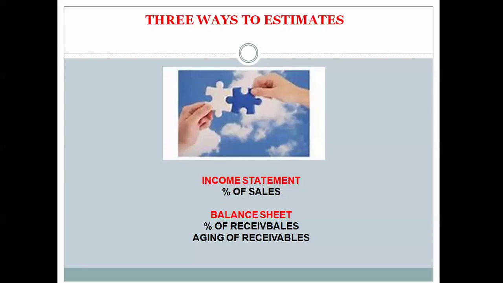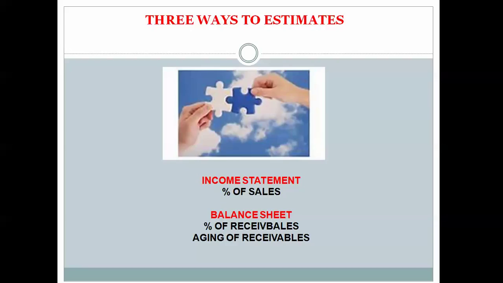The second and third ways are considered balance sheet approaches. The balance sheet approaches are because we're going to be looking at the actual receivable accounts. And the receivable accounts can be approached in two different ways. The first, we're going to take a percentage of the total receivables at the end of the period, and that will be what we believe we will not be able to collect, a certain percent of those end of the period receivables. The second is an aging of receivables, and that method is going to analyze each individual account.